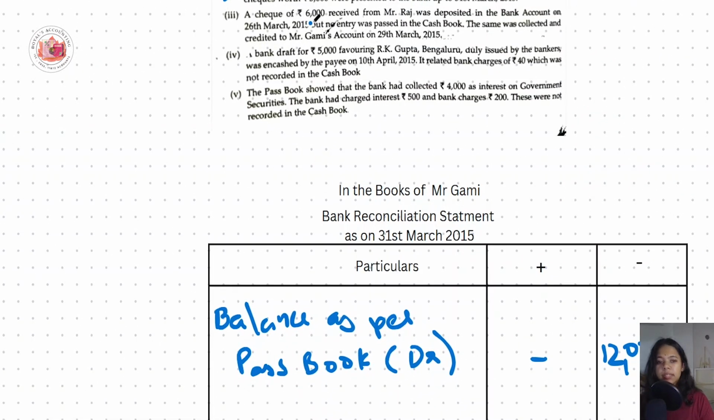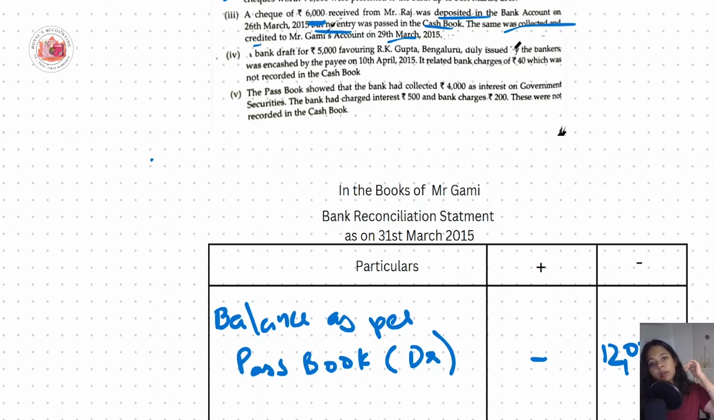A check of rupees 6,000 was received from Mr. Raj, was deposited in the bank account on 26th March, but no entry was passed in the cash book. The same was collected and credited to Mr. Gami's account on 29th March 2015. So we have received a check from Mr. Raj which was deposited in the bank, but this was not yet entered in our cash book. And then this check which was deposited on 26th March got credited on 29th March. It's still within 31st March, which is our period, so we can consider it.